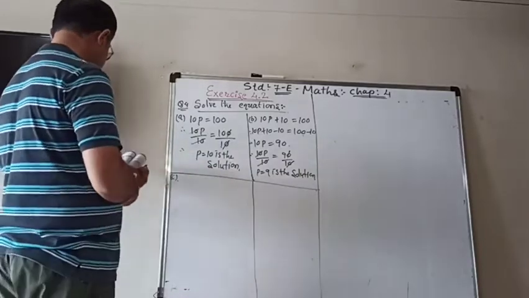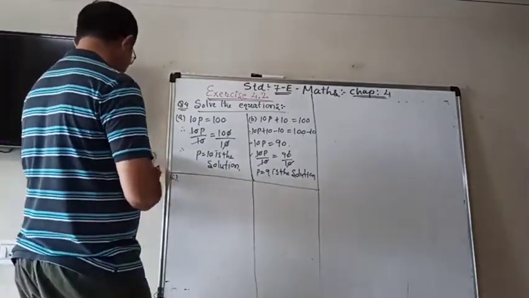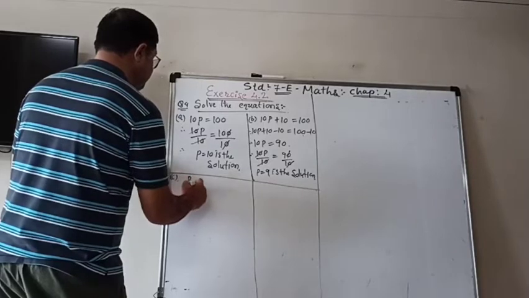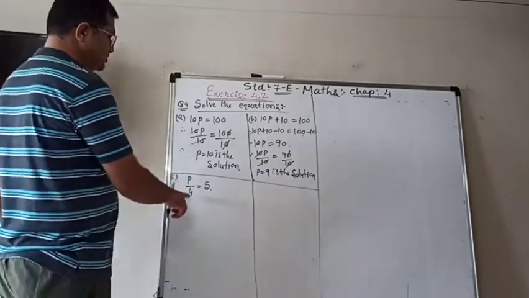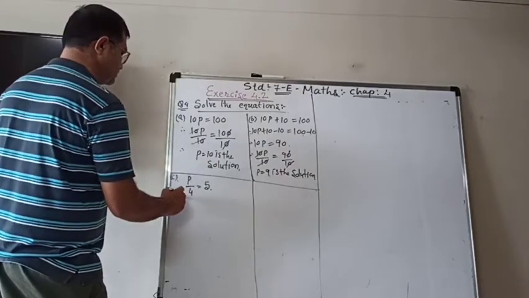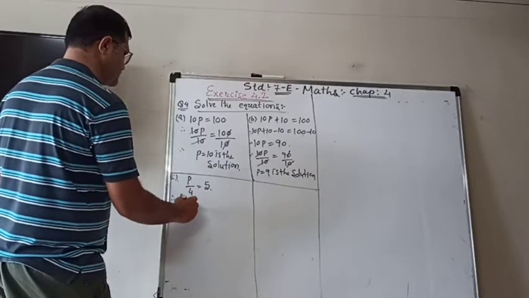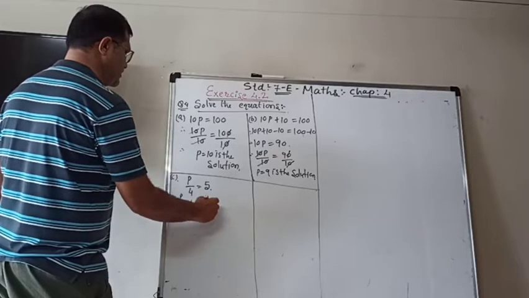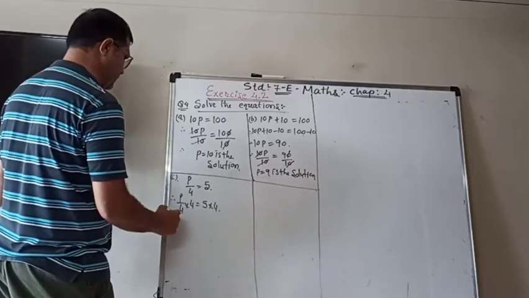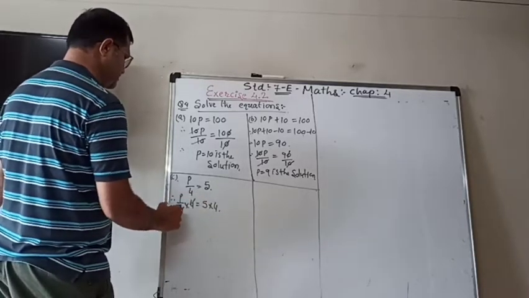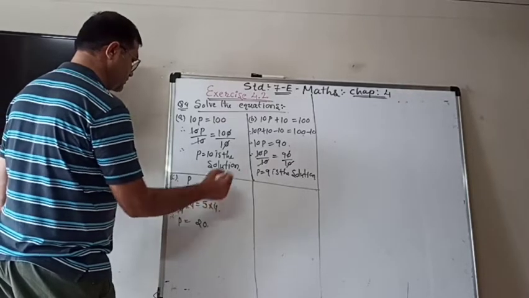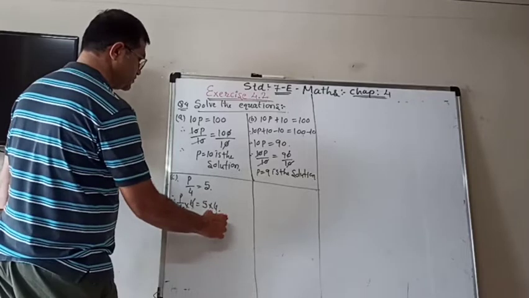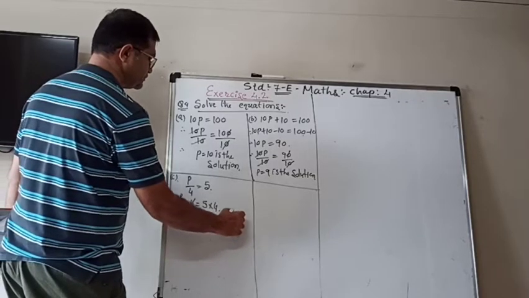C. p upon 4 is equal to 5. Very simple. Here it is in division, so we have to multiply. Therefore, p by 4 multiply by 4 is equal to 5 multiply by 4. 4 is cancelled. So p is equal to 5 4s are 20 is the solution.